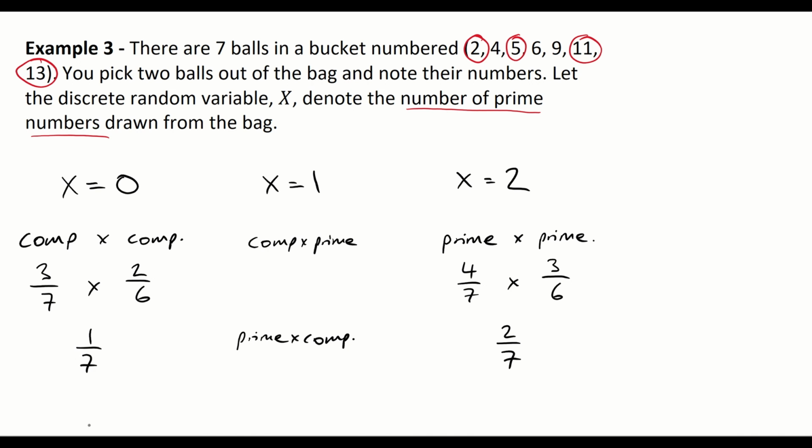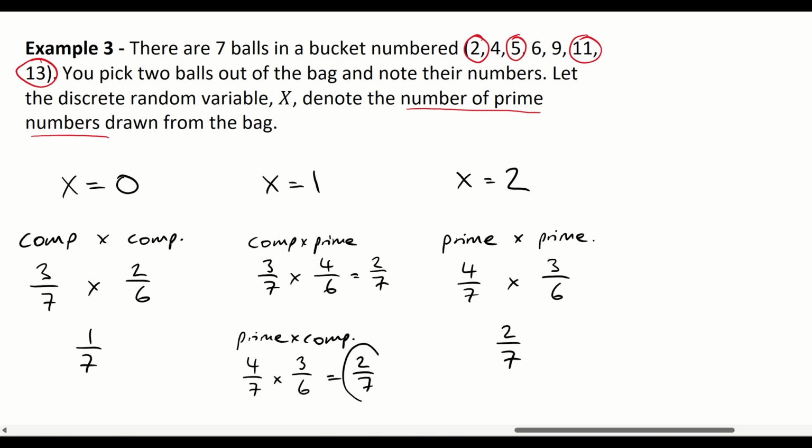Now, to go composite then prime, I would need to go 3 out of 7, and then I've still got the 4 prime balls out of a possible 6. And that, as a simplified fraction, is just 2 7ths. And then to go prime then composite, I need to get the prime number first, so 4 out of 7, multiplied by then the composite number, so 3 out of a remaining 6, which is also 2 7ths. So my total for x is 1 would be 4 7ths, so I could add those 2 together.